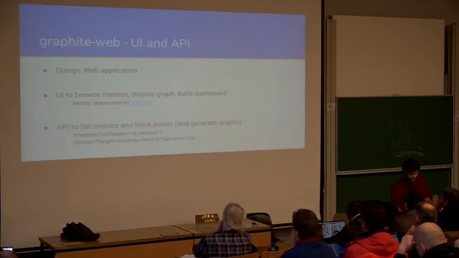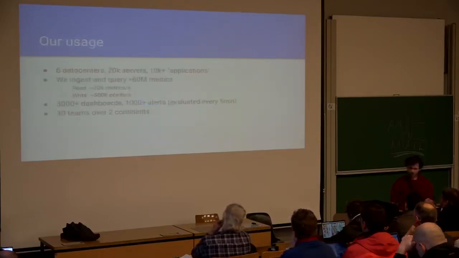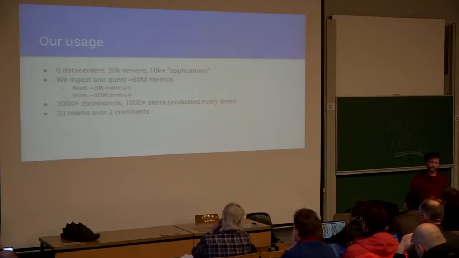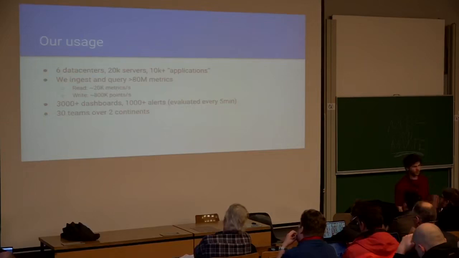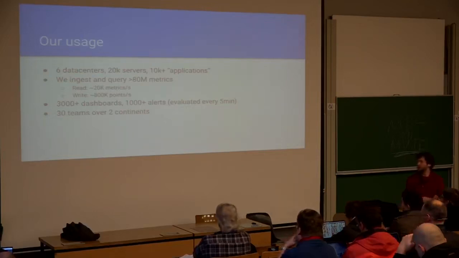And that's it. So how do we use graphite? We're pretty big, not as big as Google or Amazon, but still we have 6 data centers, tens of thousands of servers and applications. We ingest quite a lot of metrics, so it's almost 1 million metrics now. We write 220k metrics per second, and we read 800k metrics per second.